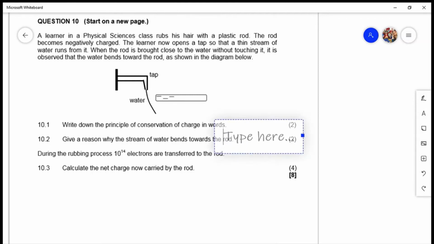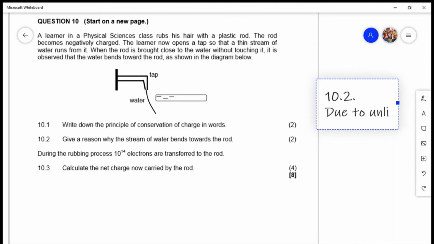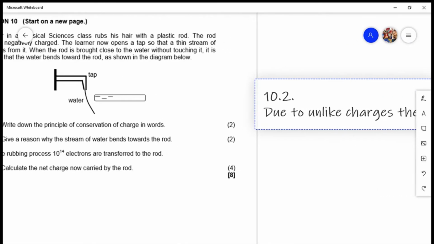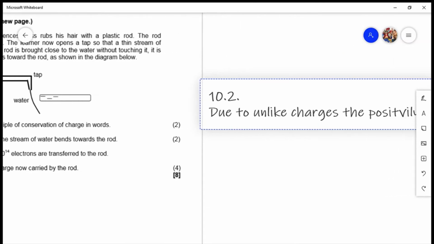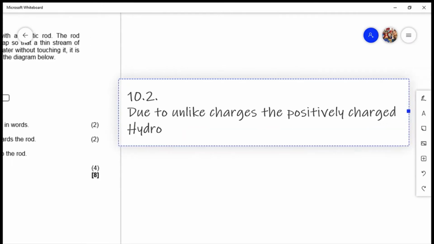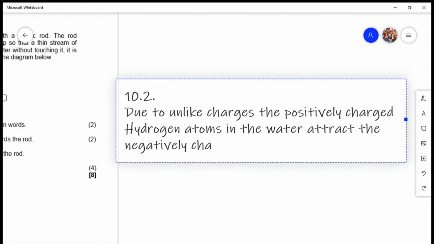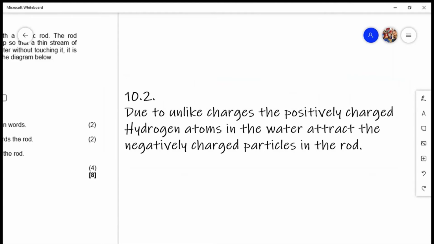So let's just write this out in words. Our question 10.2: due to unlike charges, the positively charged hydrogen atoms in the water attract the negatively charged particles in the rod. So that's basically our explanation, and that's 2 marks.